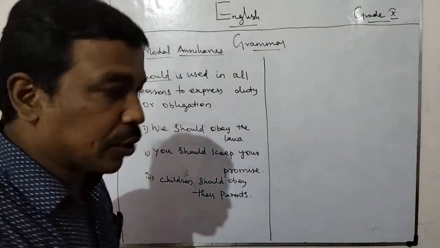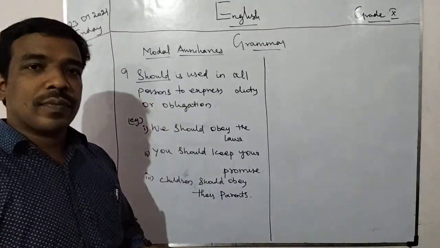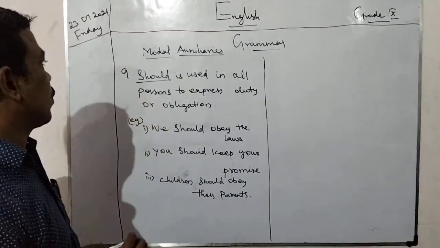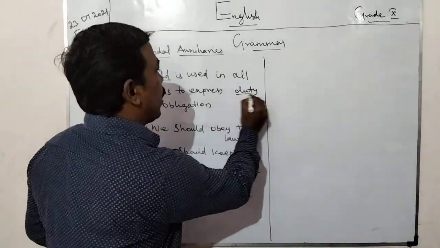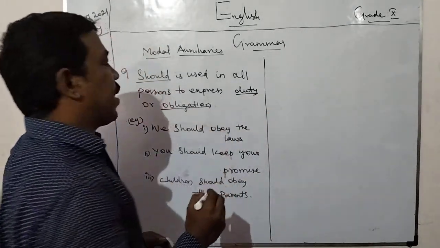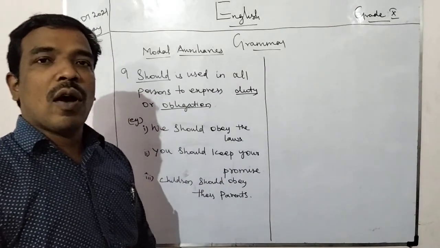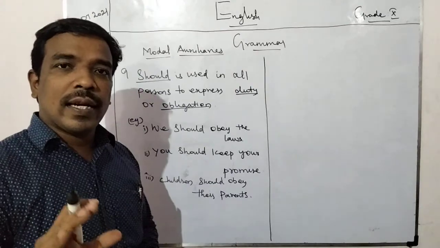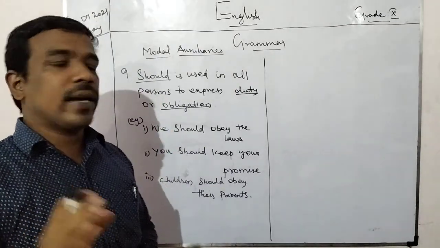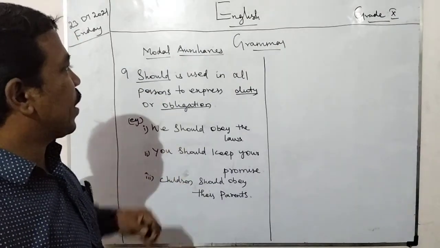So listen, students, after that you write: should is used in all persons to express duty or obligation. Obligation means nothing but it is a compulsion. Compulsion word is this obligation.